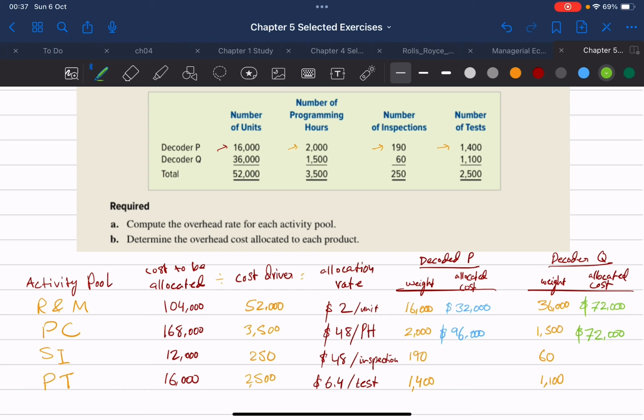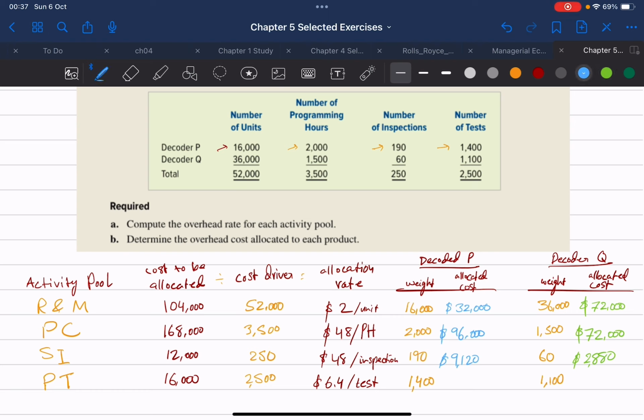Next activity, 190 inspections multiplied by $48 per inspection. So that would be 9,120. And for decoder Q, it's only 60 inspections. So 60 inspections multiplied by $48, the cost of each inspection. That's 2,880.